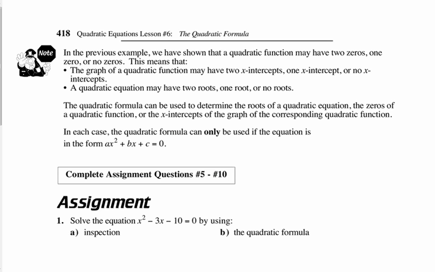Moving on. So in the previous example, we've shown that the quadratic function may have 2 zeros, 1 zero, or no zeros. Let's highlight. I'm going to use my new highlighters. My new highlighters are awesome because I can go thinner. So you can have 2 zeros, 1 zero, or no zero. This means that the quadratic function may have 2 x-intercepts. It can have 1, or it could have no x-intercepts. Or it could have 2 roots, 1 root, or no root.